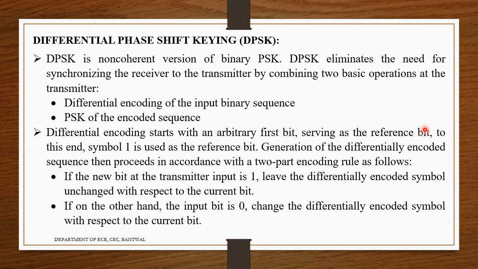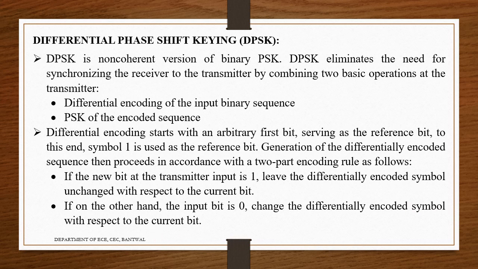Usually this concept is a little bit confusing when we explain it theoretically, so I'll just go through this theory briefly, but when we go to the problem we'll go into detail. To this end the symbol 1 is used as the reference bit. Generation of the differentially encoded sequence then proceeds in accordance with the two-part encoding rule as follows. If a new bit at the transmitter input is 1, leave the differentially encoded symbol unchanged with respect to the current bit. If, on the other hand, the input bit is 0, change the differentially encoded symbol with respect to the current bit.